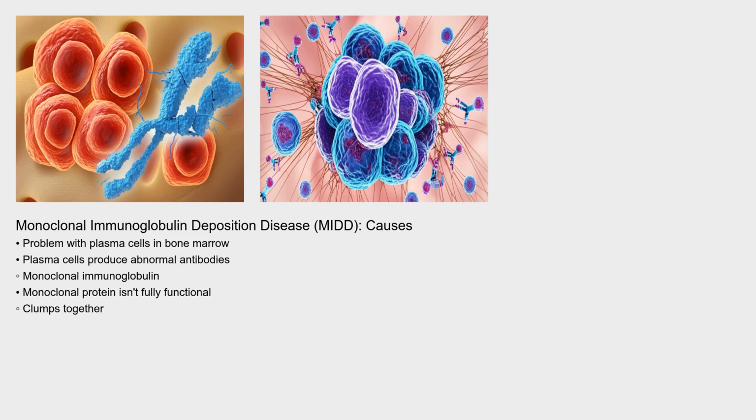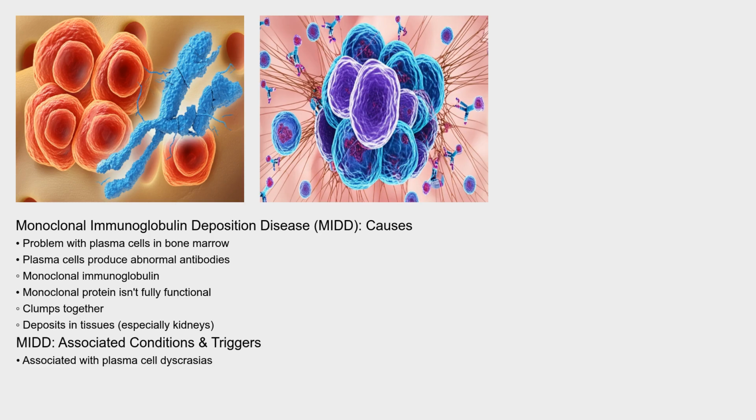It's often associated with plasma cell dyscrasias like multiple myeloma or monoclonal gammopathy of undetermined significance, also known as MGUS. But sometimes, MID can occur without an identifiable underlying plasma cell disorder. The precise trigger that causes this monoclonal protein production remains unknown in many cases.